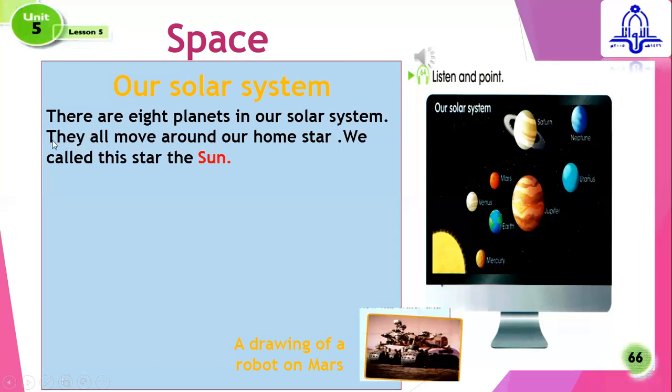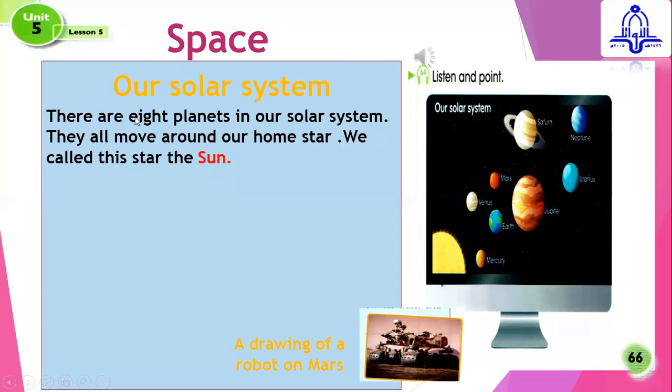جميعها they هم all جميعا move يتحركون around حول our home star حول نجمتنا النجمة الأم. Home star يعني النجمة الأم. We call this star نحن ندعو أو نسمي هذا النجم the sun، نسميه بالشمس. إذا لدينا 8 كواكب تدور حول النجمة الأم، وهذه النجمة الأم هي تدعى بالشمس.